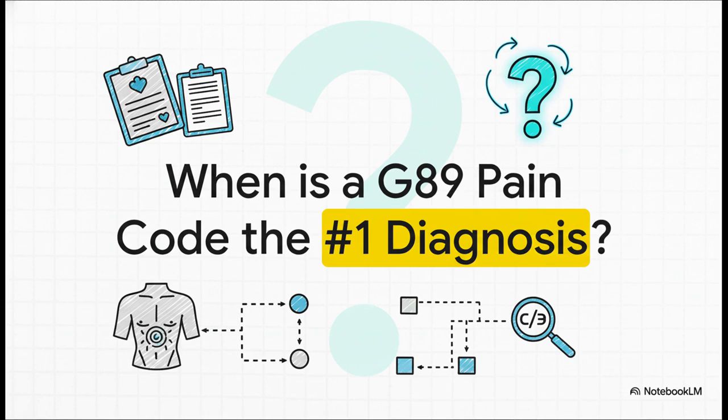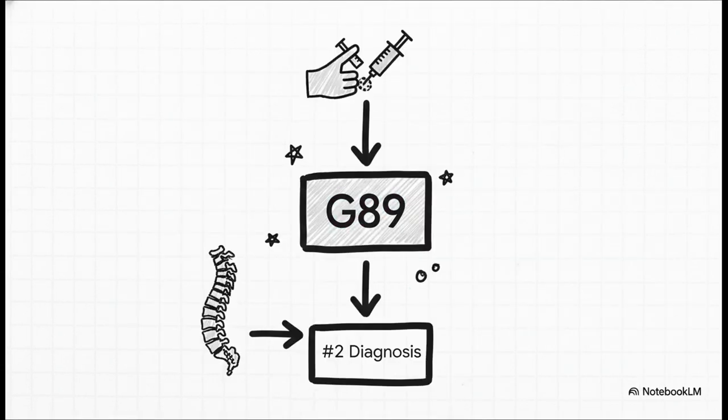Okay, here it is. This is the big one, the million-dollar question for this chapter. We all know we can use G89 codes, but when? When does a pain code get to be the star of the show, the principal diagnosis? It's actually pretty simple. It all boils down to the purpose of the visit. Why is the patient here today? If they're there specifically for pain control, maybe getting a neurostimulator put in, then boom, the G89 pain code is your number one. The underlying cause? That becomes the additional diagnosis. The why of the visit is everything.